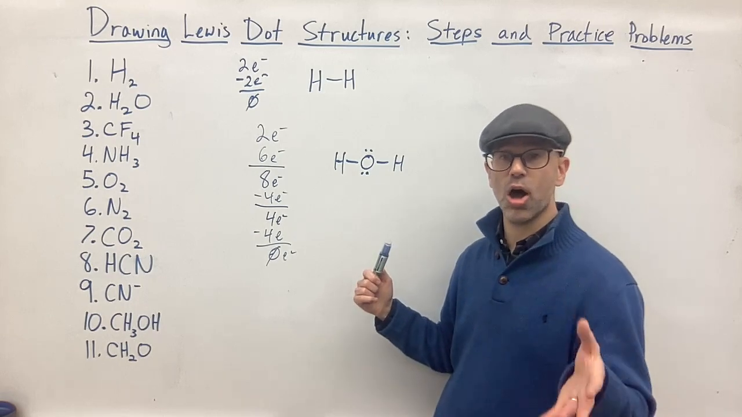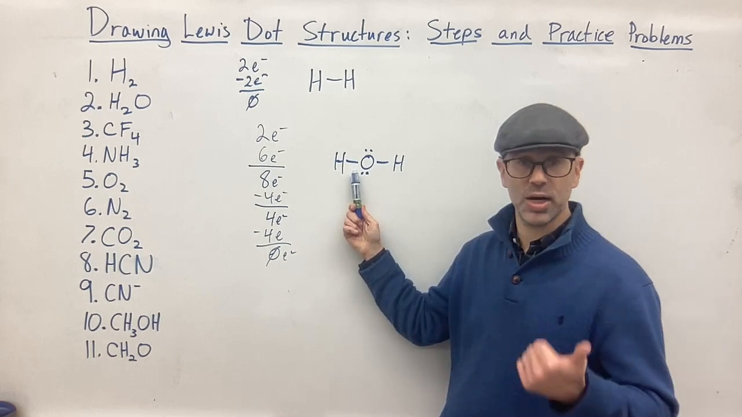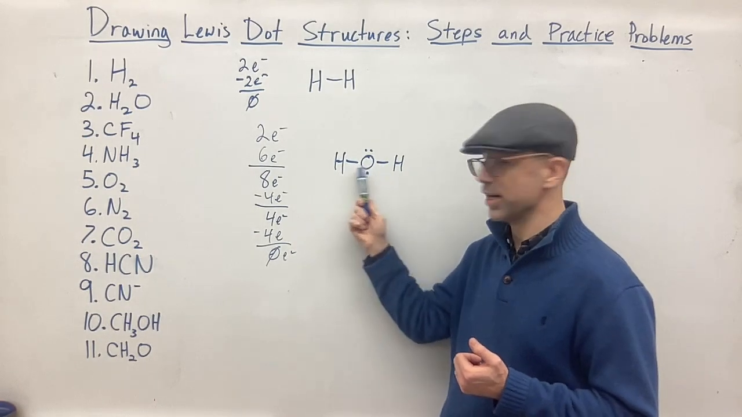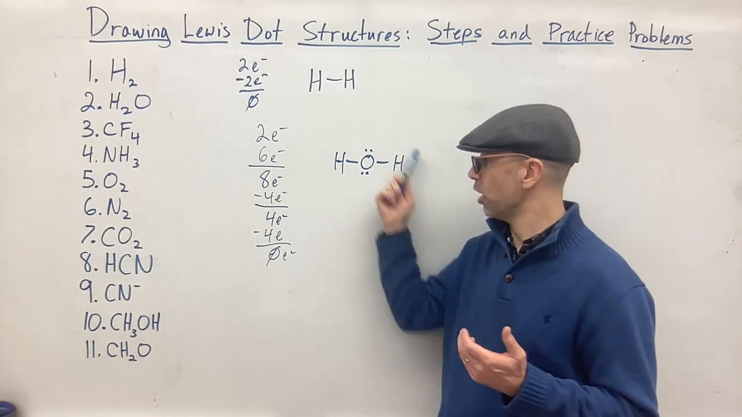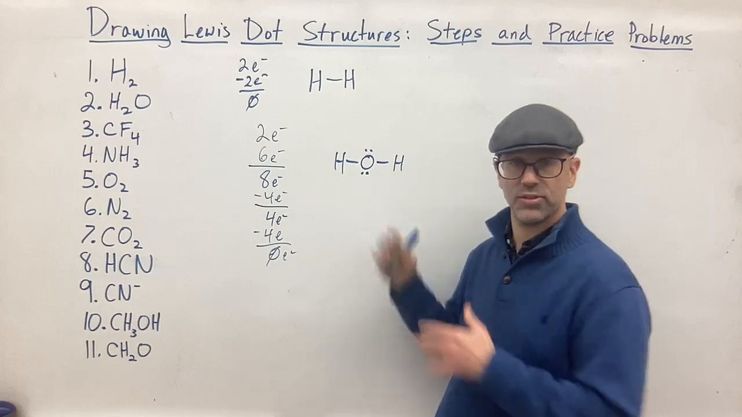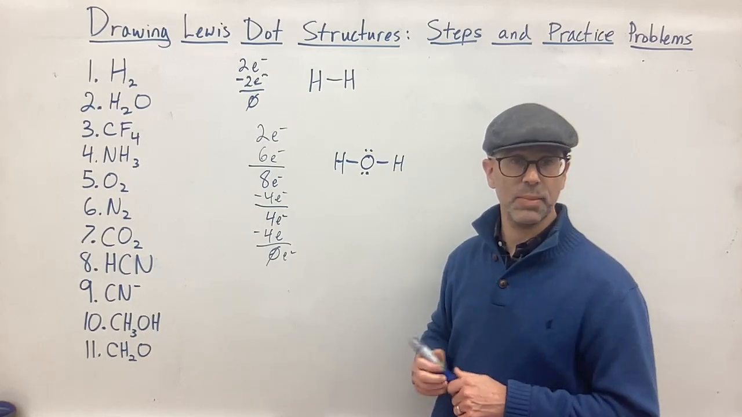Also, if you remember the HONC 1, 2, 3, 4 rule, you'll notice that hydrogen is bonded once, and oxygen has 2 bonds and 2 lone pairs. So oxygen loves to have those 2 bonds. So again, we're happy with this Lewis dot structure. So this is the Lewis dot structure for water. We're done.